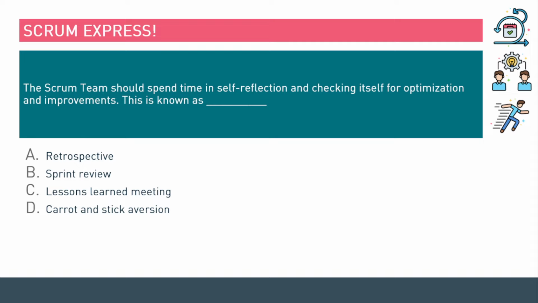Next question. The Scrum team should spend time in self-reflection and checking itself for optimization and improvements. This is known as what? The answer? Retrospective. Let's move on to our next question.